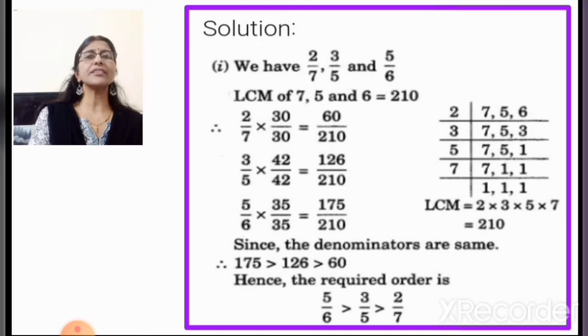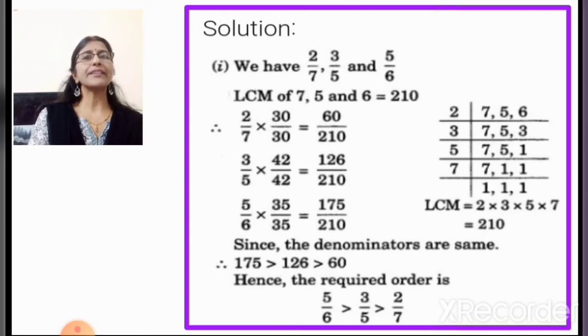Now, we'll write the first fraction, 2 upon 7. Now, we have to bring 210 as denominator for all these fractions. We'll have to equalize the denominators. So to get that, we will leave 7 from these prime factors. Other three numbers we will multiply. So 2 into 3 is 6 and 6 into 5 is 30. So 2 upon 7 we will write and we will multiply both numerator and denominator by 30. So 2 into 30 is 60 and 7 into 30 is 210. You can see here we got denominator 210.